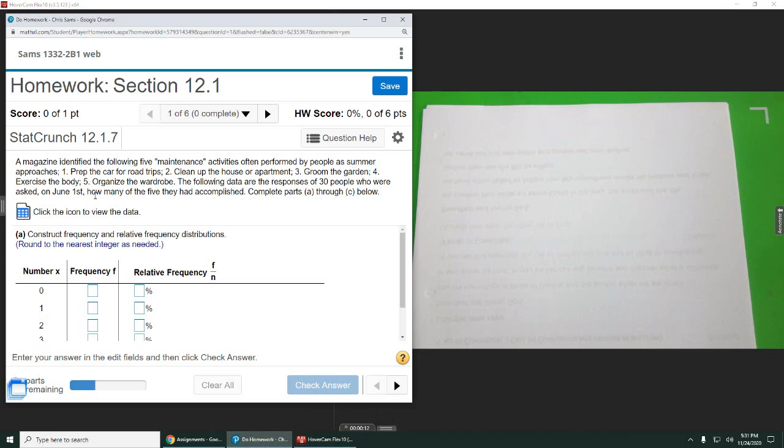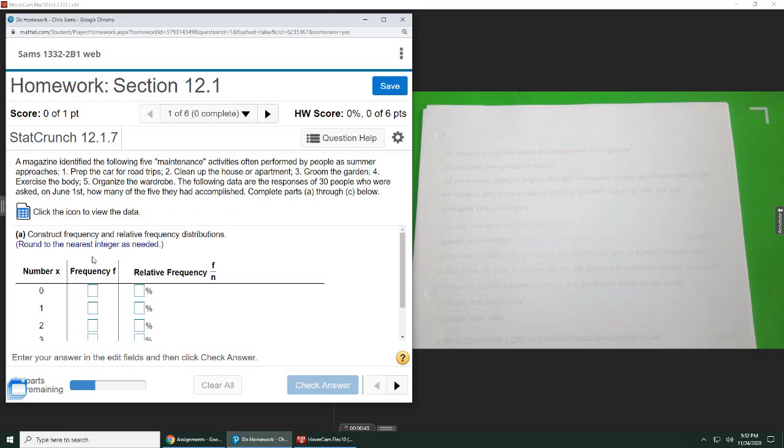This first problem says a magazine identified the following 5 maintenance activities often performed by people as summer approaches. 1 is prep the car for road trips. 2 is clean up the house or apartment. 3, groom the garden. 4, exercise the body. 5, organize the wardrobe. The following data are responses of 30 people who were asked on June 1st how many of the 5 they had accomplished. Complete parts A through C below.